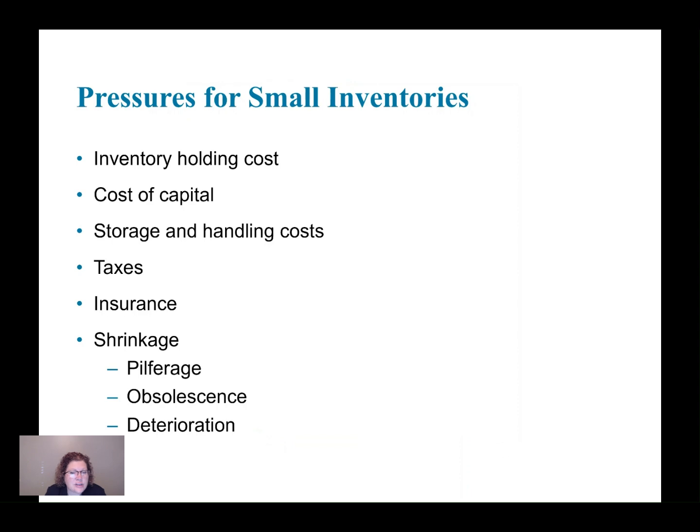So we have various pressures to hold small inventories. That would be like the expense of storing it, so a holding cost, the cost of financing that inventory, so cost of capital, any taxes, insurance, obsolescence or shrinkage. That could be theft, or the product actually goes bad, or maybe you just don't need that product anymore. Those would all be pressures for small inventories.